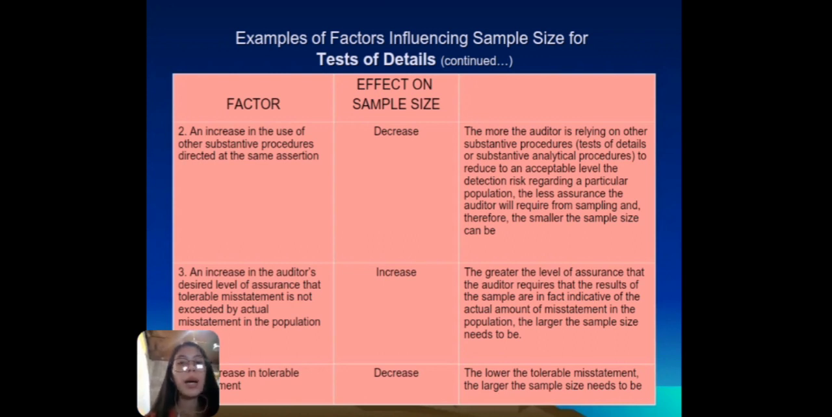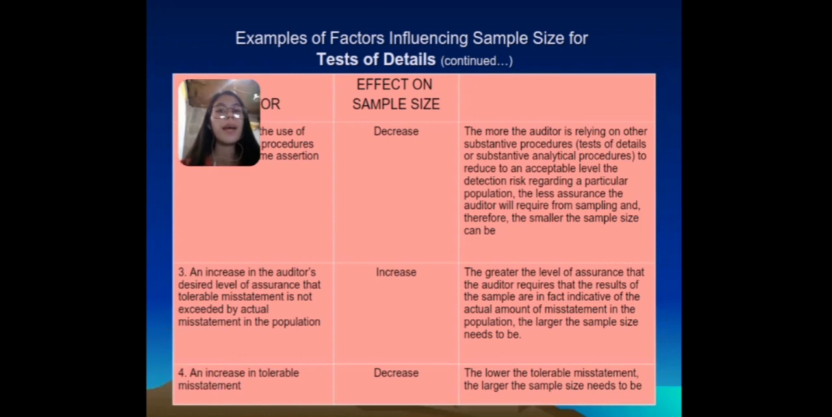The third one, we have an increase in the auditor's desired level of assurance that tolerable misstatement is not exceeded by actual misstatements in the population. So, it increases. Why? Because the greater the level of assurance that the auditor requires that the results of the samples are in fact indicative of the actual amount of misstatement in the population, the larger the sample size needs to be.